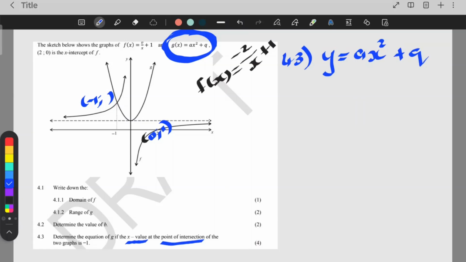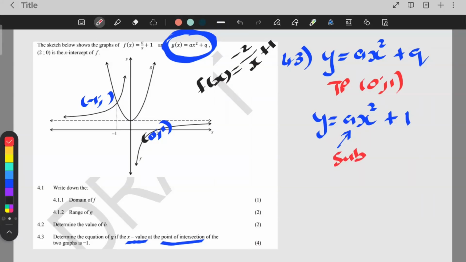do we normally do? First thing we do is we need to look for the turning point. Now, we know what the turning point is. The turning point is 0 and 1. So that q over there is 1. So far, at least we can fill in that. Plus 1. Now to get a, what do we normally do? We sub in a point. So we need to sub in a point on the parabola.